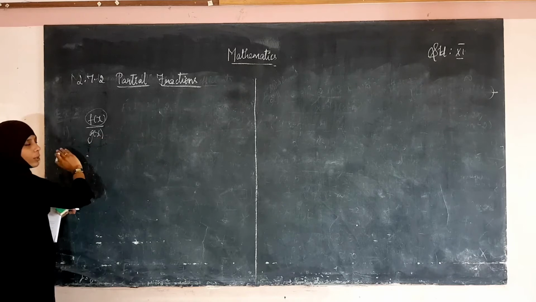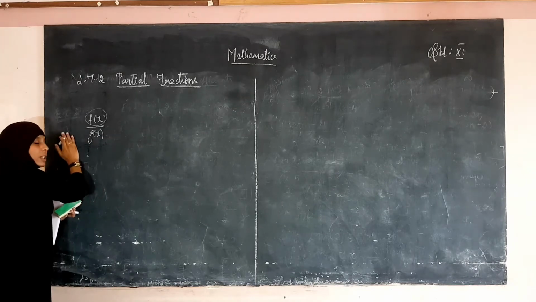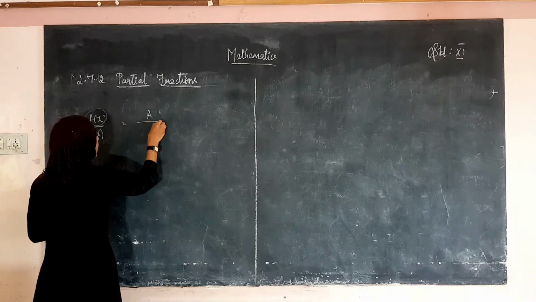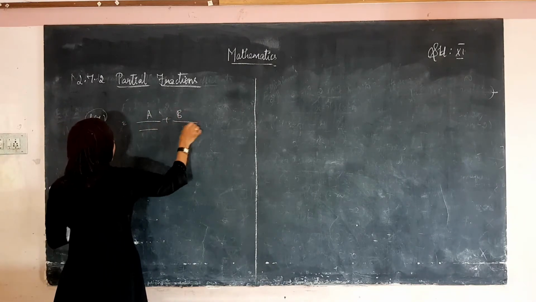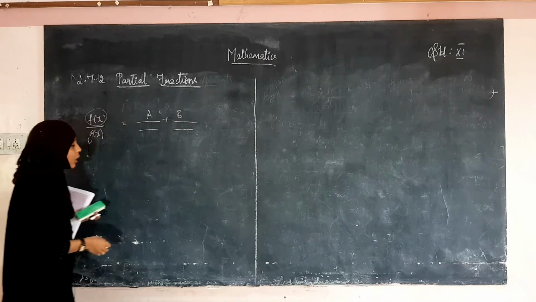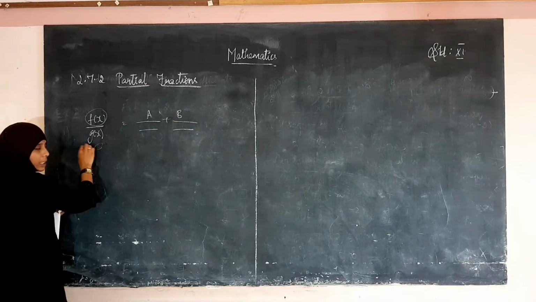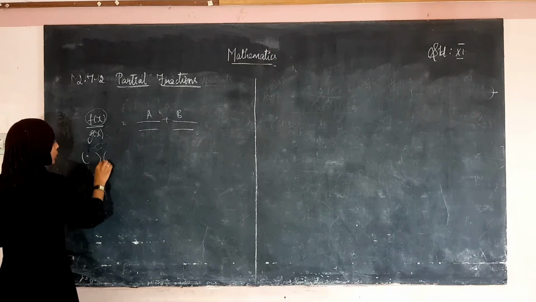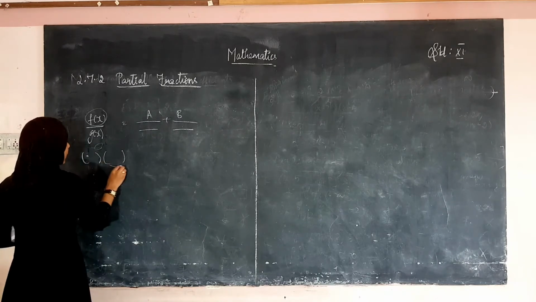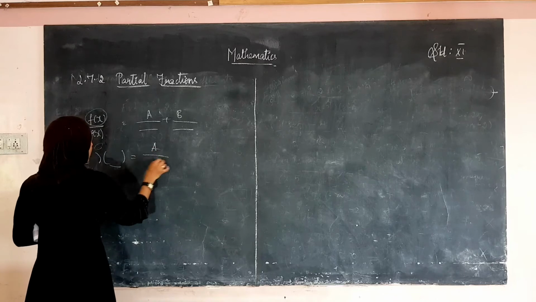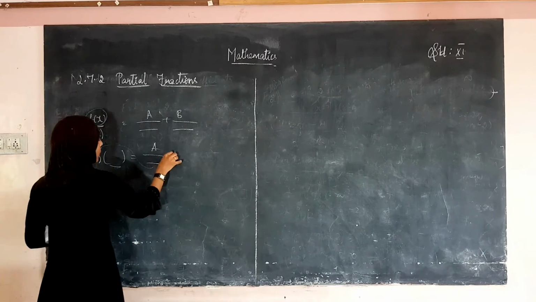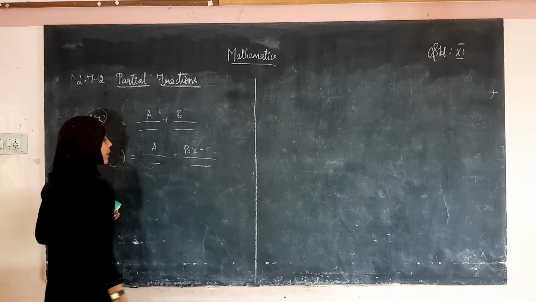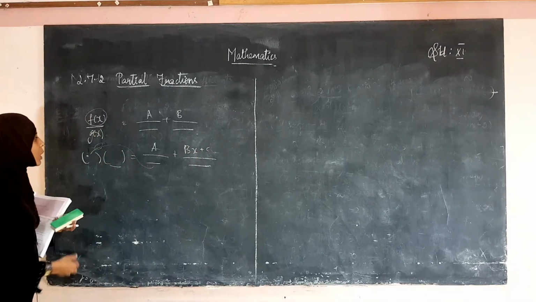In the denominator, if all the factors have real roots, we write it like this: a divided by some factor plus b divided by some factor. If one factor has a real root and the other does not have a real root, we write a divided by the term which has the real root, plus bx plus c divided by the factor which does not have real roots. This is how we have to split.